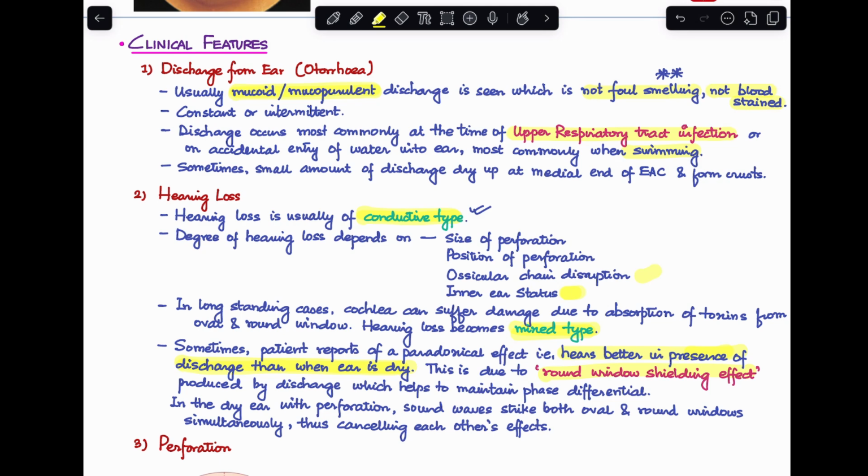So this is a very paradoxical effect that you see, and this is a very common thing you can be asked in your Viva as well if you get a case of CSOM.